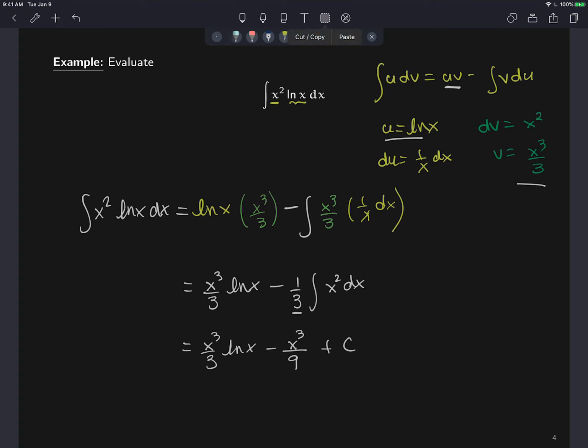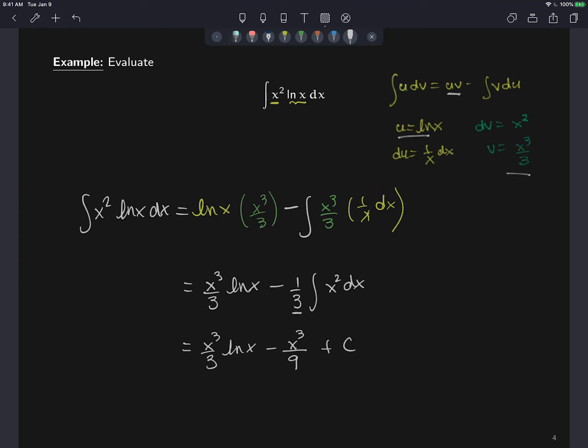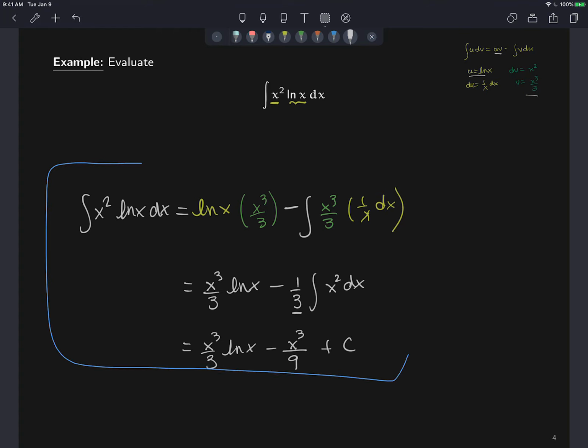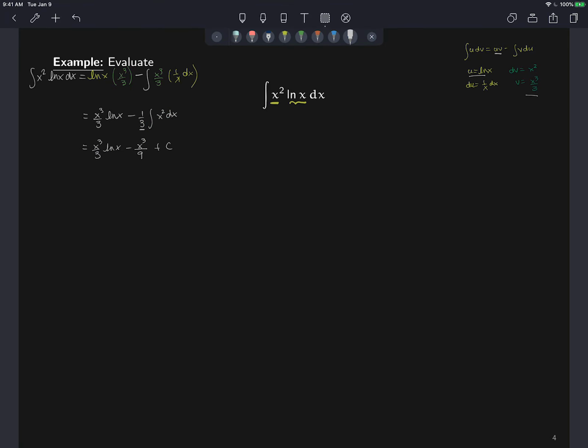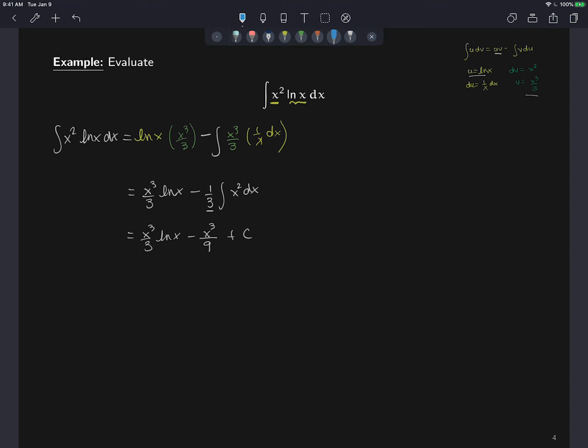Now the good thing, of course, of doing integration is that we can always check our work by finding the derivative. So let's check our work. Let's check that this actually works. I'm going to find the derivative of x cubed over 3 natural log of x minus x cubed over 9. I don't care about the constant. I know the derivative of that part is 0.